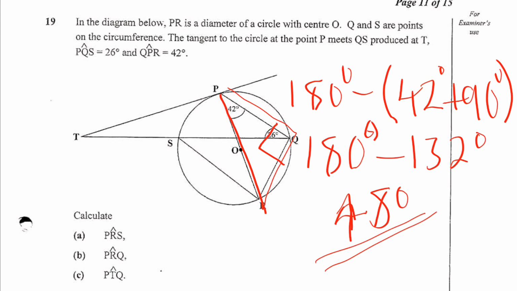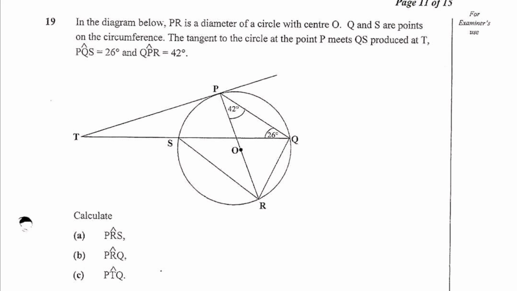Can we go to the next? Yes, we can. Now the next, which is the last question, says calculate angle PTQ, this angle here. This is very simple. What we are going to do is this. I want to erase this so that it looks neat. Listen. If this is the diameter and this is a tangent, automatically they form a 90-degree angle there.